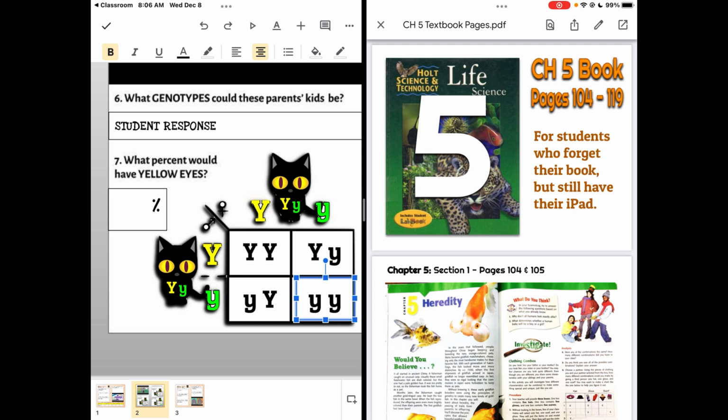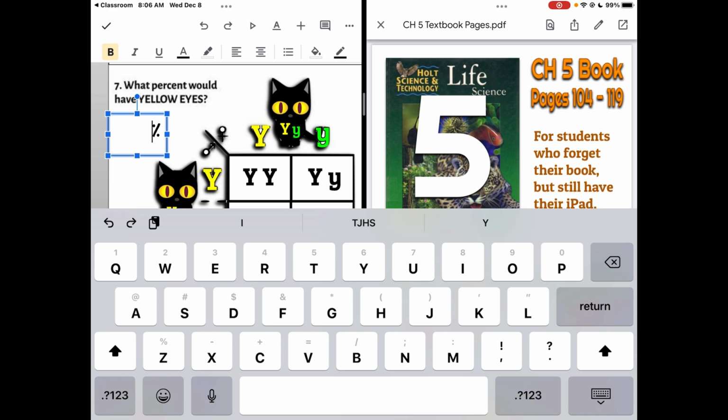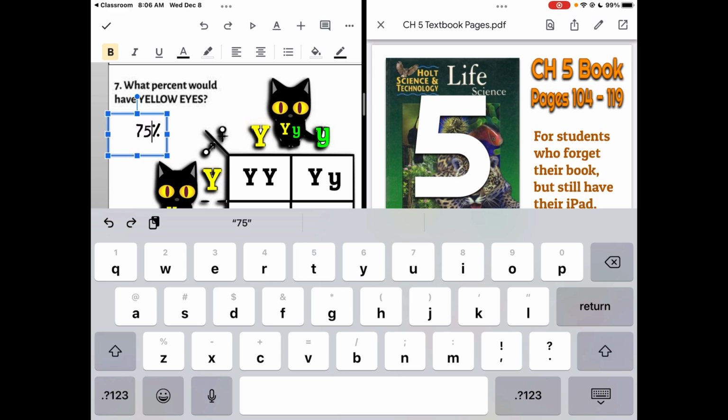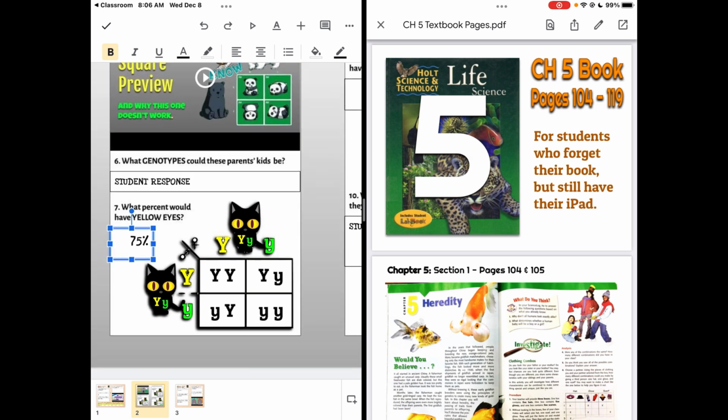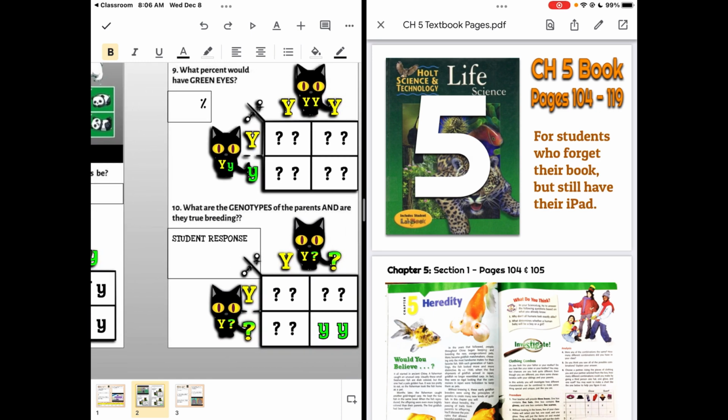Yellow is dominant, so any box with at least one capital Y would be yellow-eyed. So I have 3 boxes with capital Y's. 3 out of 4, 3/4 equals 75%. 75% would have yellow eyes. So to do these boxes, you have to figure out what the combinations would be.